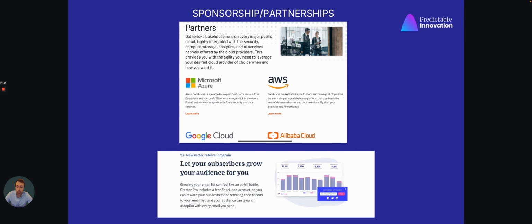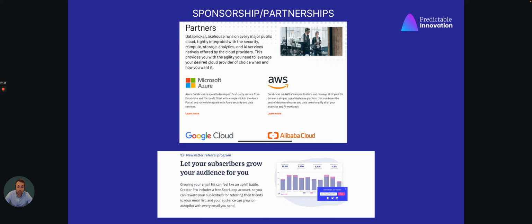Regarding sponsorships and partnerships, the first example is Databricks. They have really good partnerships and sponsorships with Microsoft Azure, Amazon Web Services, Google Cloud, and Alibaba Cloud. That gives a lot of credibility, but on top of that, it drives deals, because all these partners are driving deals for Databricks. And then at the bottom, we have Spark Loop.